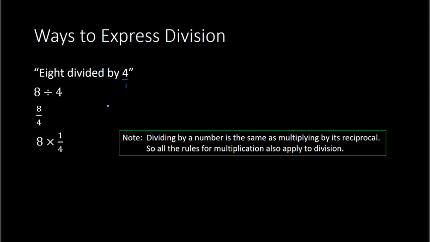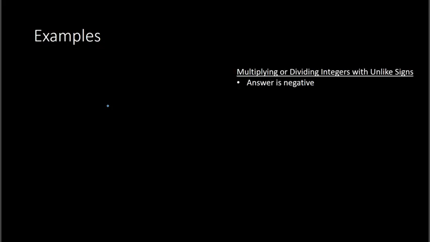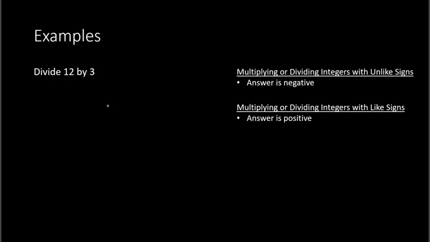What that means is all the rules that we've learned for multiplication also apply for division. So this lesson is really nothing new. It's just using the same rules we learned with multiplication. So for example, let's say we had 12 divided by 3. As we learned previously with multiplication, if you have numbers with the same signs, then your answer would be positive when you multiply. Same thing with division. If the signs are the same, your answer is positive. If the signs are not the same, then your answer will be negative.